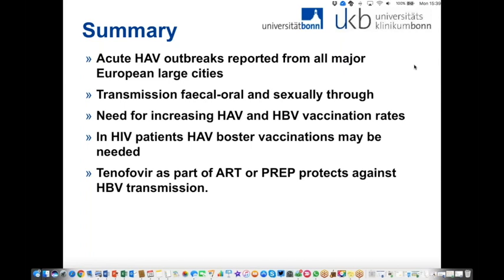I would like to ask, what about the problems of the availability of the vaccine? Because, for example, in Italy we had an outbreak of hepatitis A, but we had no vaccine available.